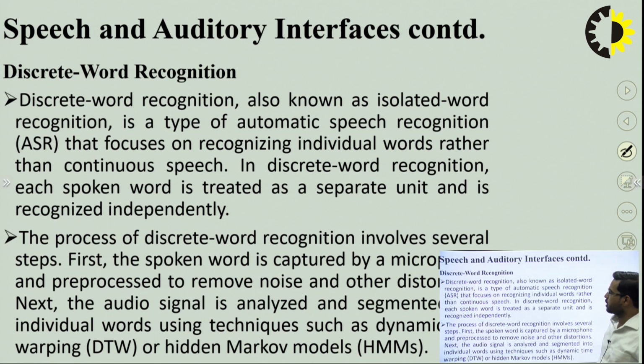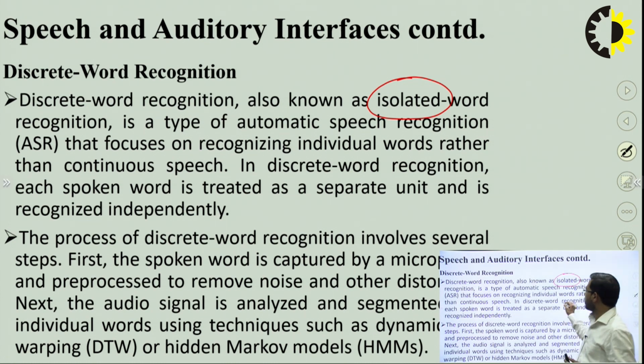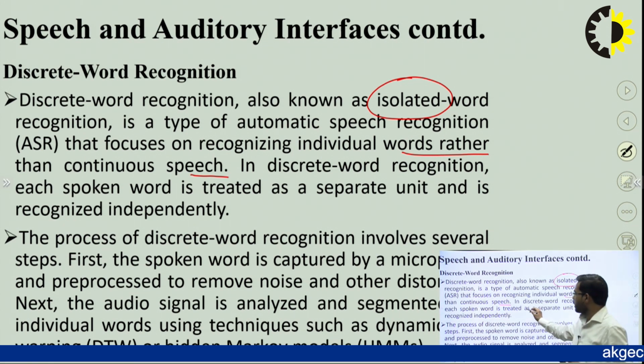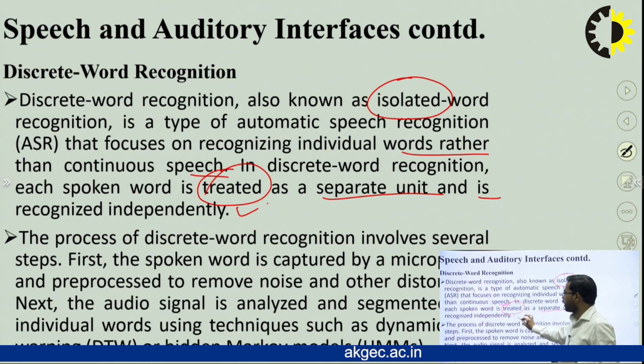Next technology is discrete word recognition. According to the name, discrete word recognition is also known as isolated word recognition. Basically it is a type of automatic speech recognition that focuses on recognizing individual words rather than continuous speech. In discrete word recognition, each spoken word is treated as a separate unit and is recognized independently.